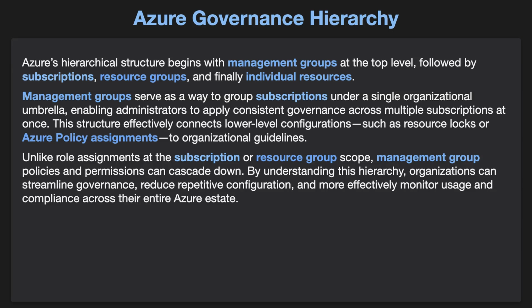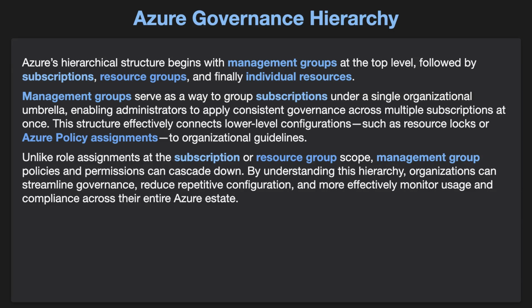This structure effectively connects lower-level configurations, such as resource locks or Azure policy assignments, to organizational guidelines. Unlike role assignments at the subscription or resource group scope, management group policies and permissions can cascade down. By understanding this hierarchy, organizations can streamline governance, reduce repetitive configuration, and more effectively monitor usage and compliance across their entire Azure estate.